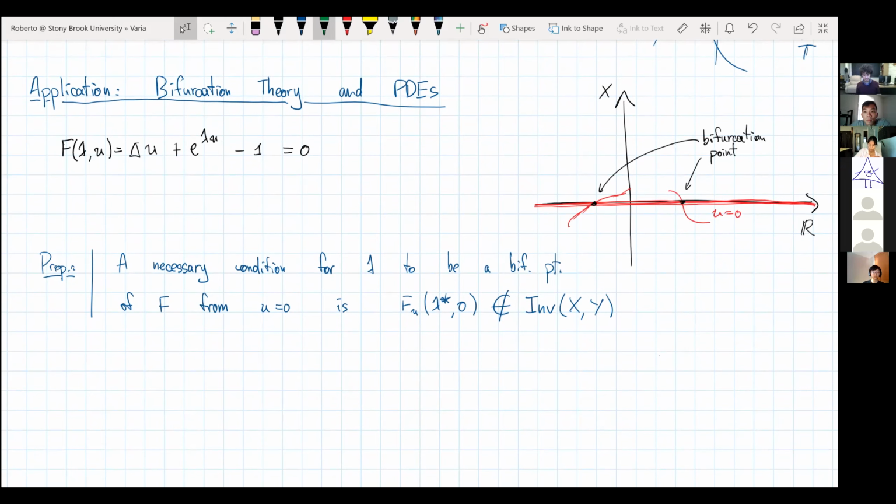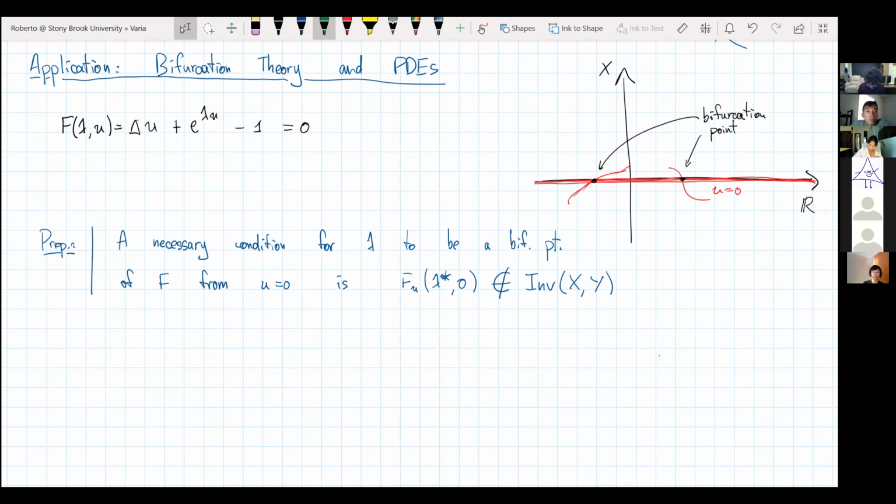this fact is true in the converse, in the sense that the fact that f_u is not invertible implies that lambda is a bifurcation point if we add some extra hypothesis. And this is the first theorem of bifurcation theory, called the bifurcation from the simple eigenvalue. So, theorem: bifurcation from the simple eigenvalue.